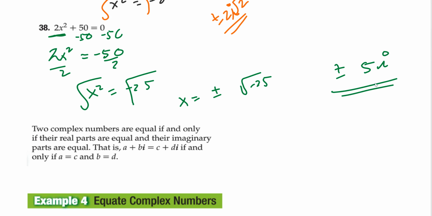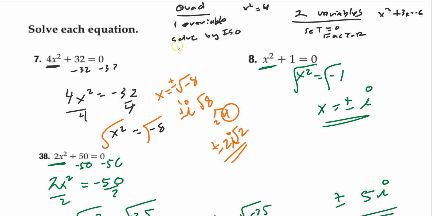So that's how you solve the imaginary numbers. Just solve it like normal. Again, if there's one variable, just isolate and solve. If there's two variables, set equal to 0 and factor.